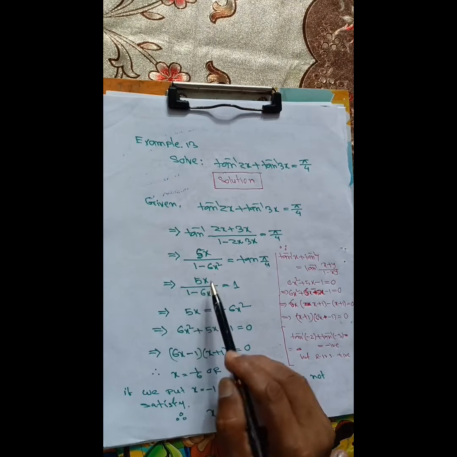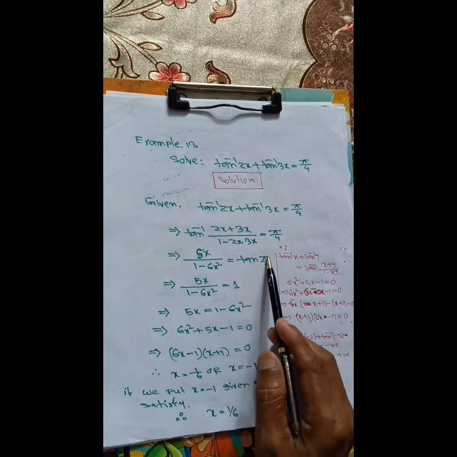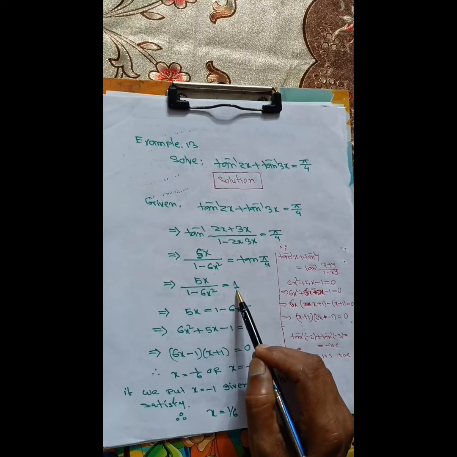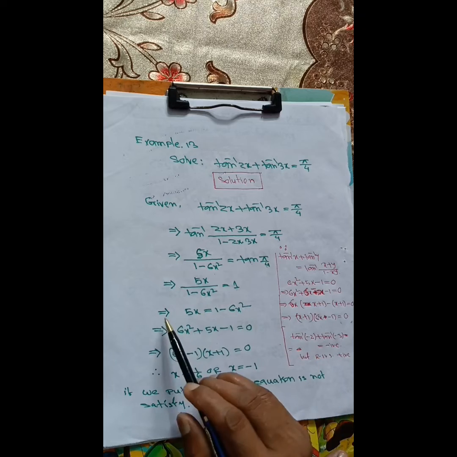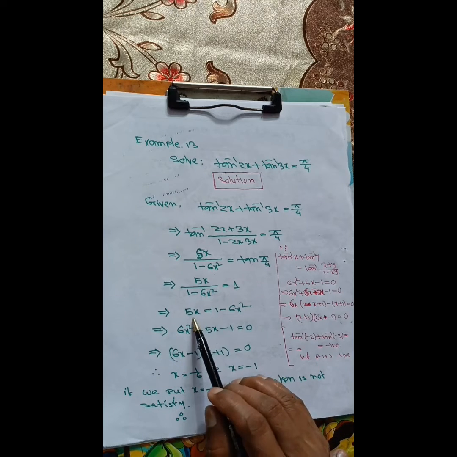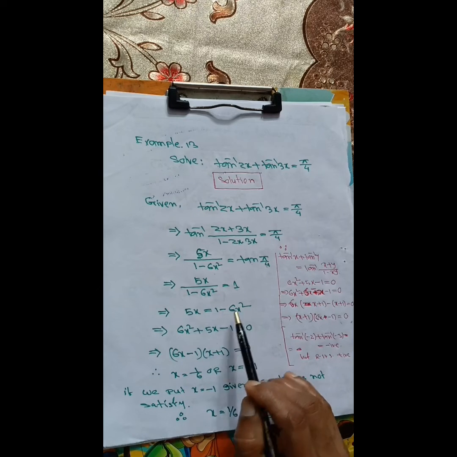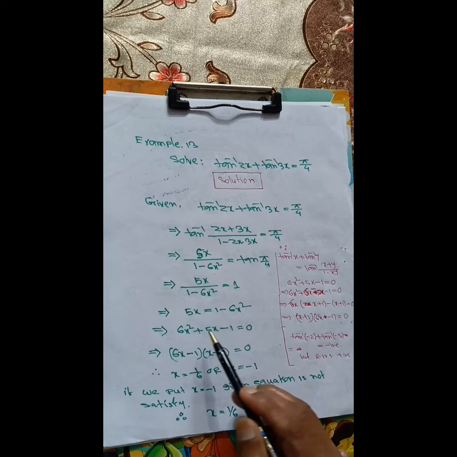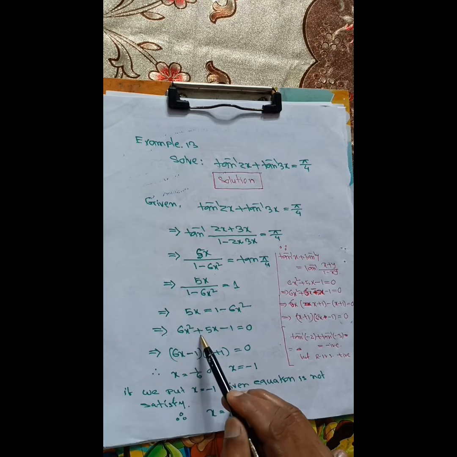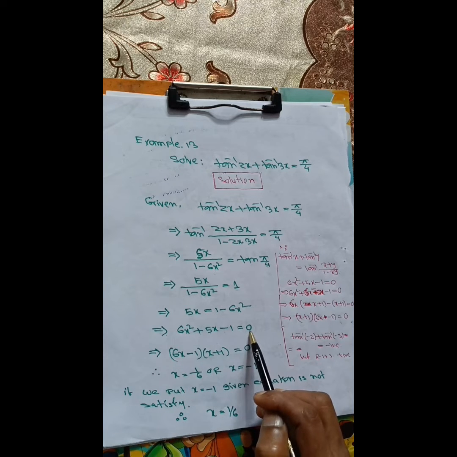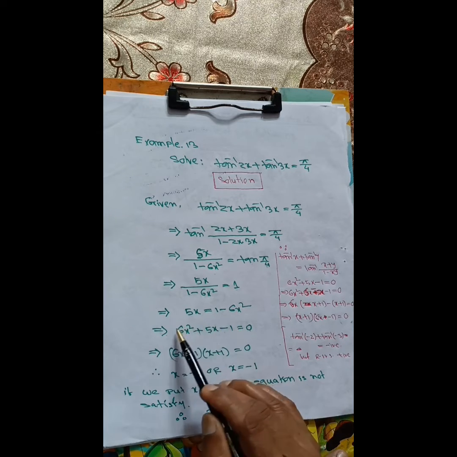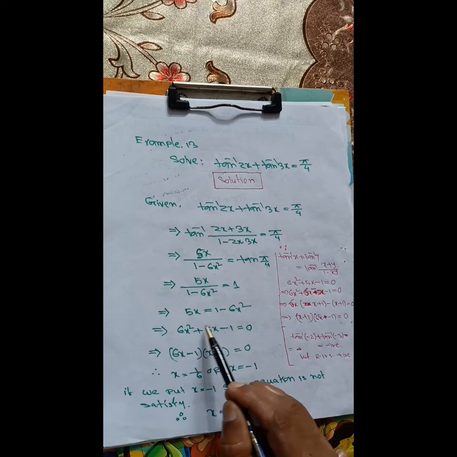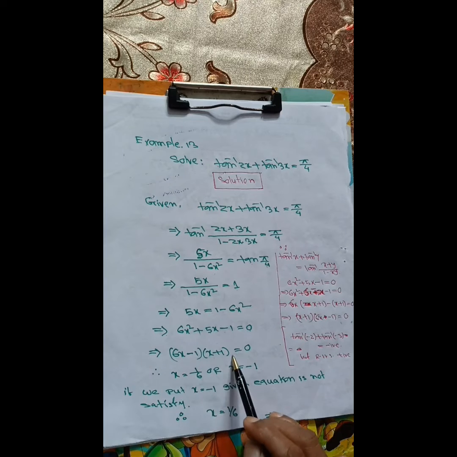This implies 5x by 1 minus 6x is equal to 10 pi by 4, equal to what? 10 pi by 4 is nothing but 1 from the chart. After cross multiplication, we get 5x is equal to 1 minus 6x square. This implies we get a quadratic equation, what? 6x square plus 5x minus 1 equal to 0. Now we solve this quadratic equation by using factorization method.